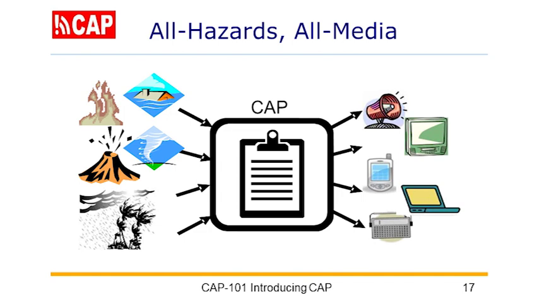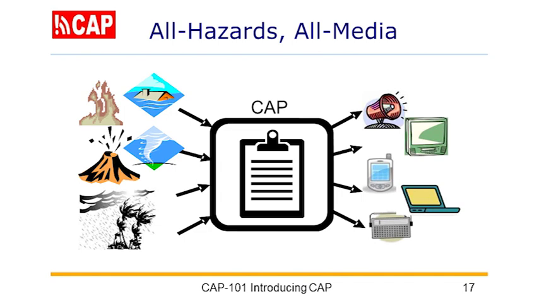In that sense, CAP is a kind of universal adapter. And here I show it as a clipboard. You guys are probably all too young to know what a clipboard is. But before the days of smartphones, we carried paper. And you'd take a bunch of paper and put it on a clipboard. The idea of CAP, you still have all the forms you had before.